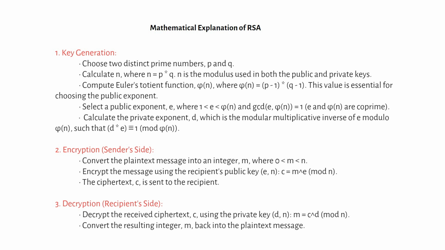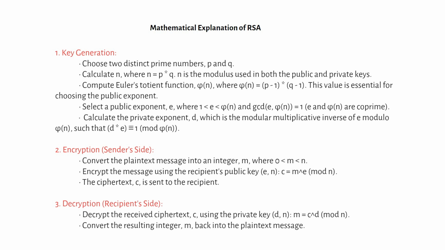So how to generate the key? The very first step of the RSA algorithm starts with the key generation. Assume we have two large prime numbers, p and q. Calculate n in such a way that n equals the product of p and q. It is the modulus used in both the public and private key. Compute Euler's function phi of n. Phi of n equals (p minus 1) times (q minus 1).